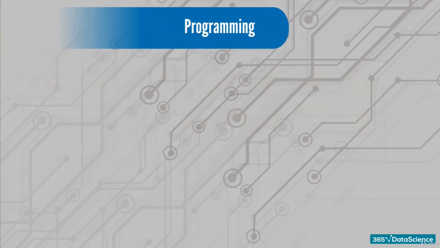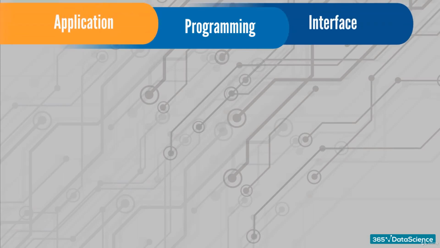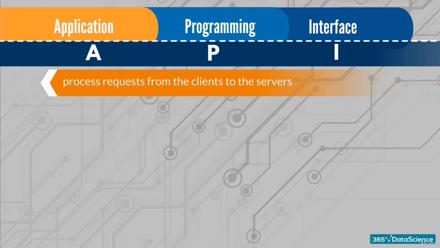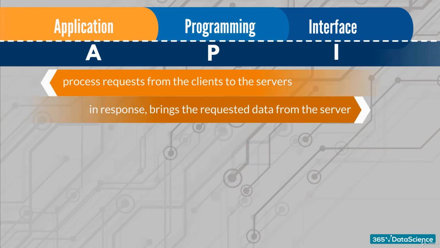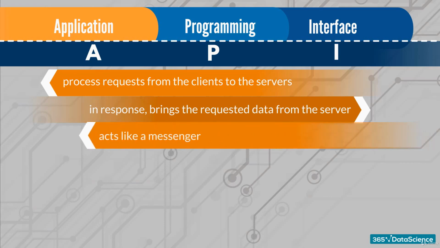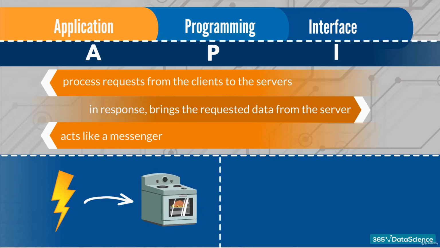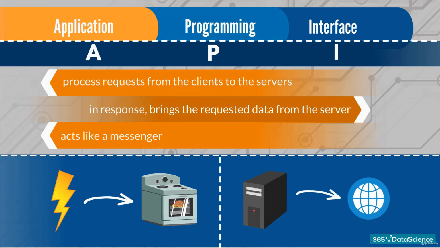Therefore, from a programming perspective, combining these two terms with everything we just said about interface means an API is namely the technology necessary to process requests from the clients to the servers and, in response, brings the requested data from the server. So, an API acts pretty much like a messenger. To sum up what we've said so far, we can say a server supplies data and acts as the power supply from the kitchen example, while a software application acts as the cooker. It needs data to execute its operation properly.